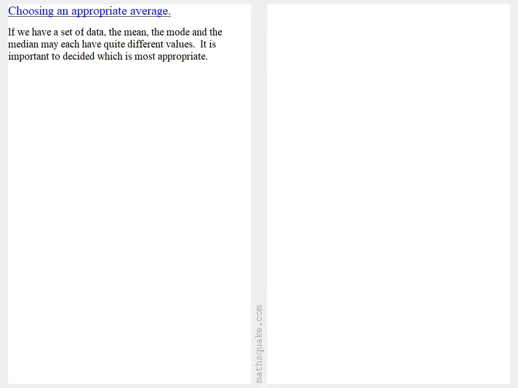So we've seen there are three types of average: the mean, the mode and the median. And we have to choose an appropriate average. If we have a set of data, the mean, the mode and the median may each have quite different values. It's important to decide which is the most appropriate. Let's have a look at some examples.